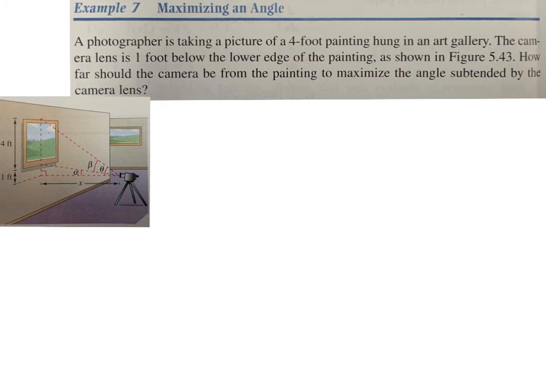A photographer is taking a picture of a 4-foot painting hung in an art gallery. The camera lens is 1 foot below the lower edge of the painting, as shown in the figure. How far should the camera be from the painting to maximize the angle subtended by the camera lens?